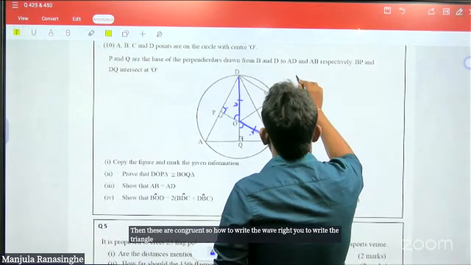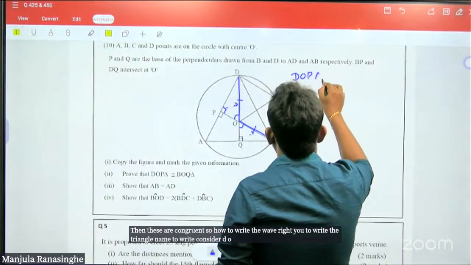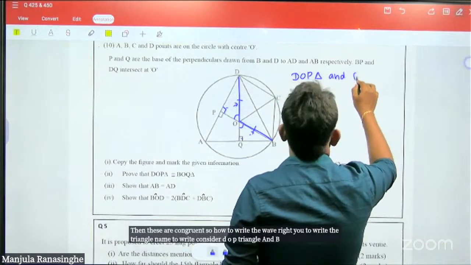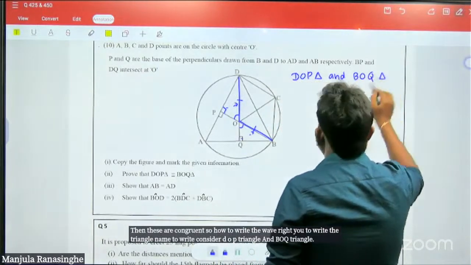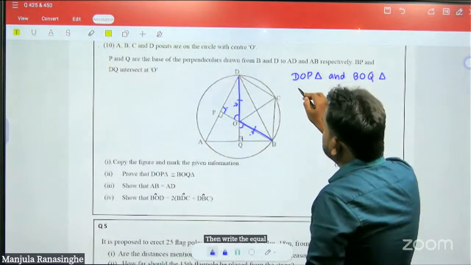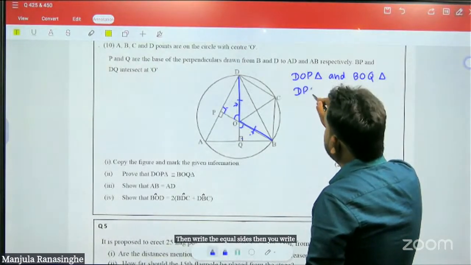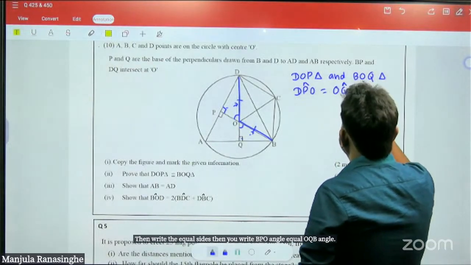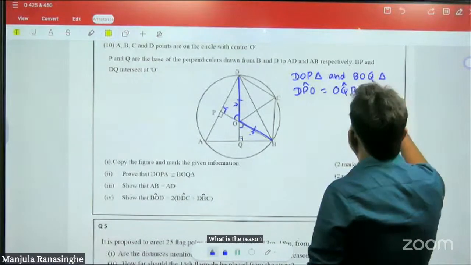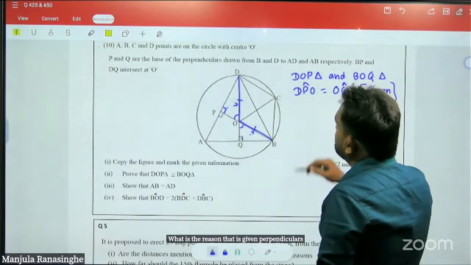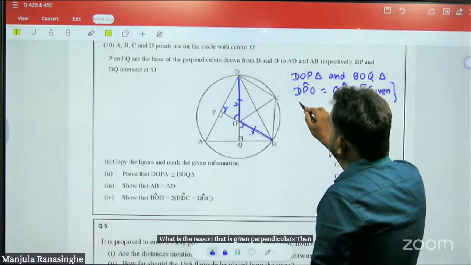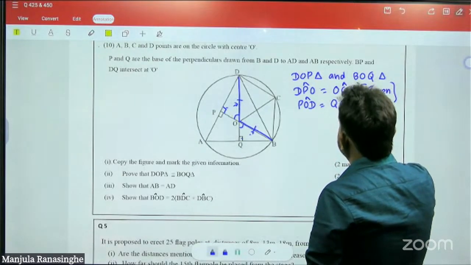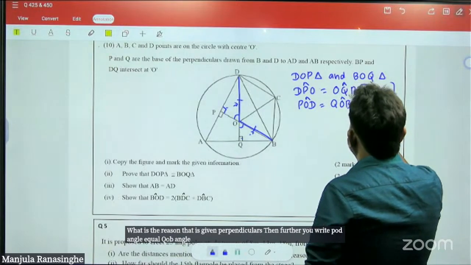To write, consider triangle DOP and triangle BOQ. Then write the equal parts. Angle DPO equals angle OQB. What is the reason? That is given, perpendiculars. Then further you write angle POD equals angle QOB. They are vertically opposite angles.